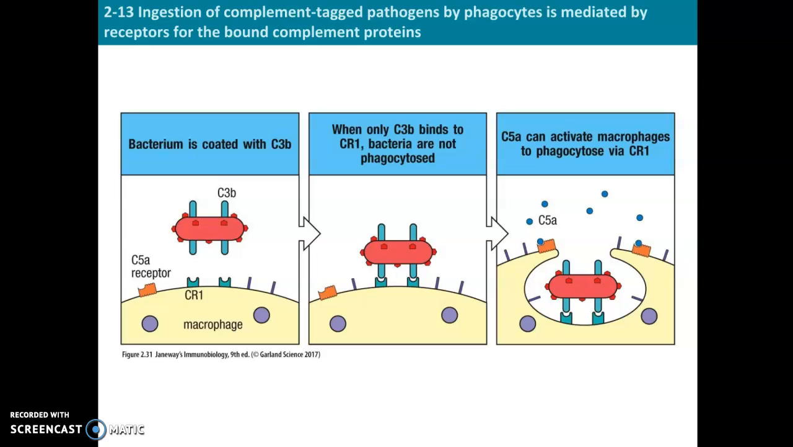So C3b goes on to cut C5, and then the C5a is drifting around, and it binds to the C5a receptor and causes phagocytosis. So phagocytosis is one of the parts of complement.